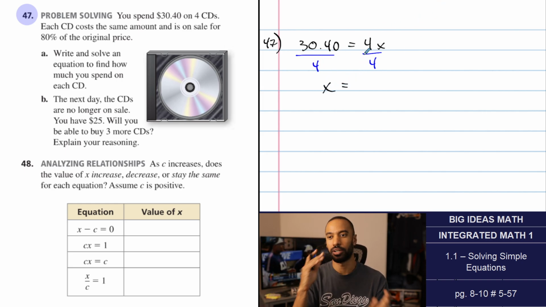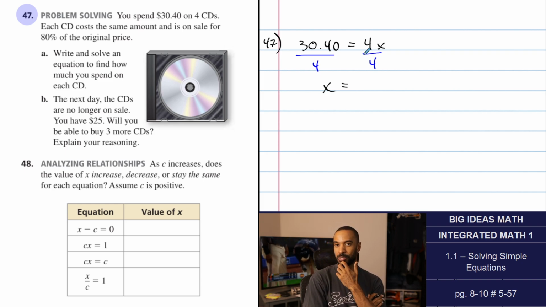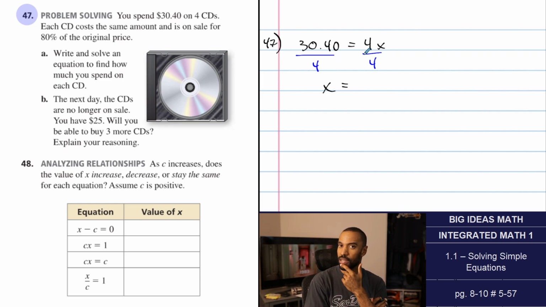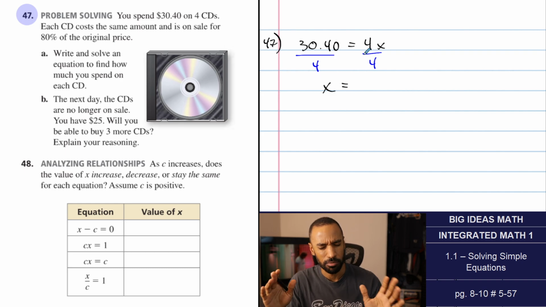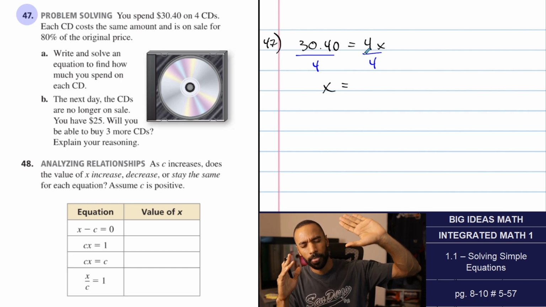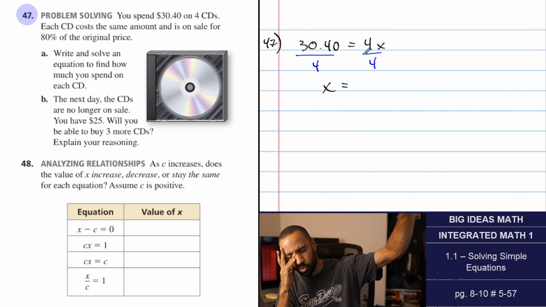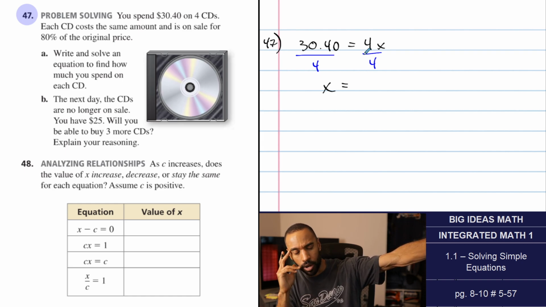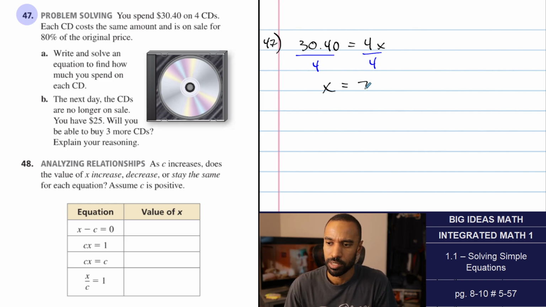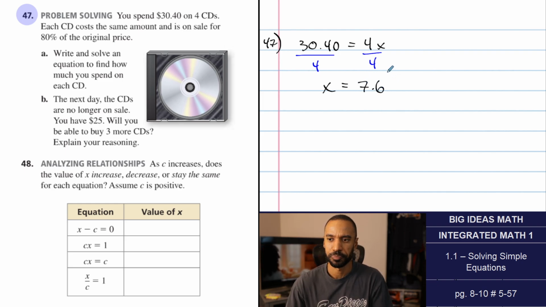I almost want to go to the calculator. It's $7 and something. Somewhere between 7 and 8. $7.50? $7.60? I think $7.60. Let's see. 7.6 times 4. Double that. Am I right or am I wrong? $7.60. I'm going to first say 7.6.